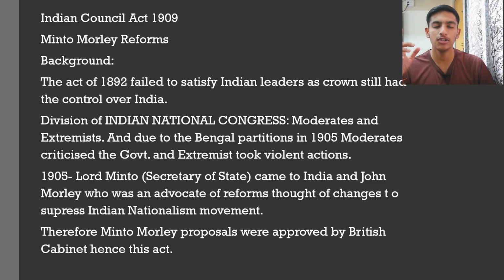In 1905 there was the Partition of Bengal, where Bengal was separated from its territory, and then the extremists took some violent measures, revolts were going on, and the moderates criticized the government's functioning. After looking at this, Lord Minto, who was the Viceroy of India, and John Morley, who was the Secretary of State, both made a report, and to suppress this nationalist movement, they gave certain proposals to the British cabinet, and therefore this act was enacted.